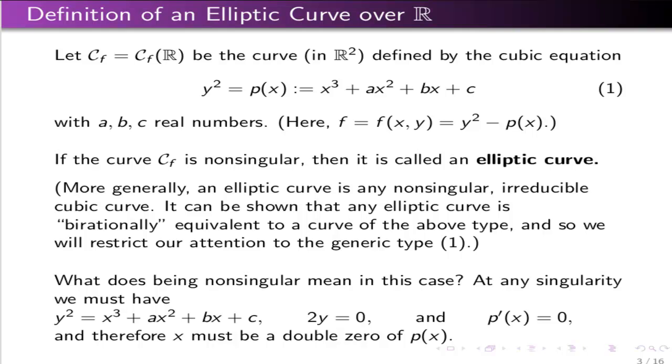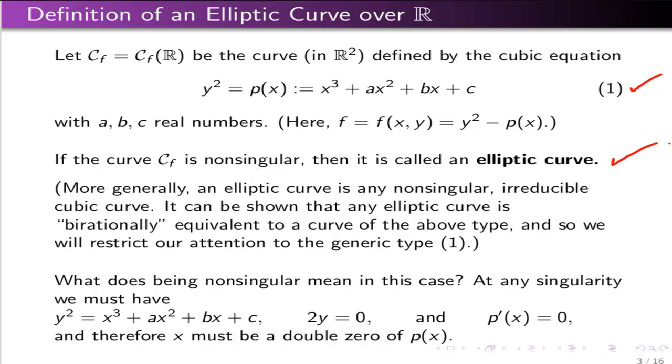Okay, so let C_f be a curve defined over the real numbers, defined by this equation: y squared is p of x, where p of x is the polynomial x cubed plus a x squared plus b x plus c. That's going to be our canonical form for an elliptic curve. So a, b, and c here are real numbers, and we define f to be the polynomial in x and y defined by y squared minus p of x. So if this curve C_f is non-singular, then it's called an elliptic curve.